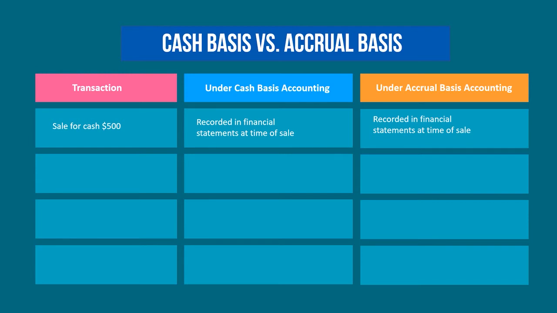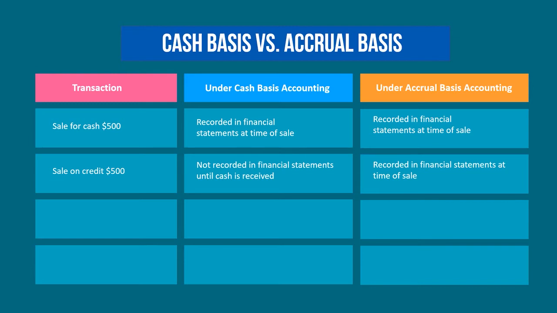Transaction number 2, sale on credit. This would be recorded under the accrual method at the time of sale, but it will not be recorded under the cash basis until cash is received. Let's now explore the difference between the cash basis and the accrual basis of accounting using an expense.